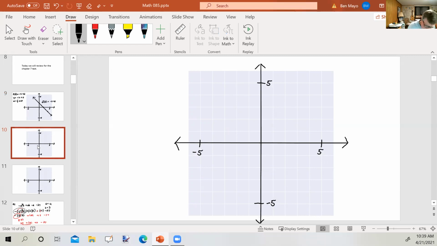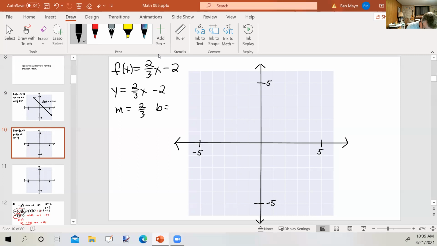Let's say we have f of x equals 2/3 x minus 2. So again, this is in slope-intercept form: y equals 2/3 x minus 2. The slope is 2/3, and the y-intercept is negative 2. So the graph cuts through the y-axis at negative 2 and has a slope of up 2 and over 3, up 2 and over 3. Lining up those points.